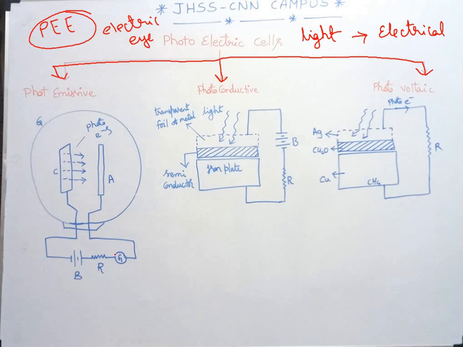But a small amount of inert gas like argon at low pressure can be introduced in the glass envelope. Such cells are called gas filled photoemissive cells, because the presence of gas helps in obtaining more current for a given illumination due to ionization of the gas. Thus photoemissive cells can be classified based on that.